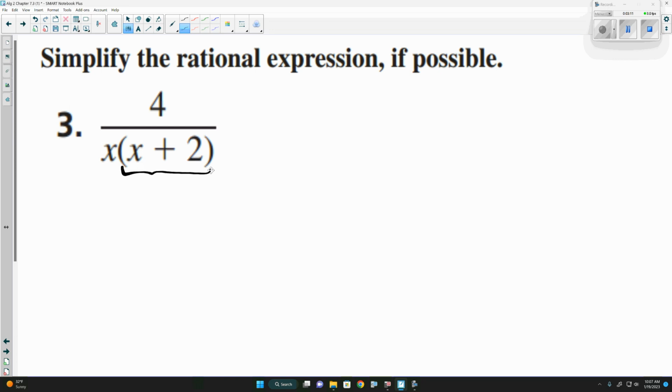Because if there had been a 2 in front of the x out here, then we could have simplified the 4 over 2 and gone from there. Because of the plus, the x plus 2, those are stuck together. We can't just break them apart. So this is actually simplified. There's nothing more we can do with it. That is as simplified as it gets, because, again, the greatest common factor on top and bottom is 1, so we're done.